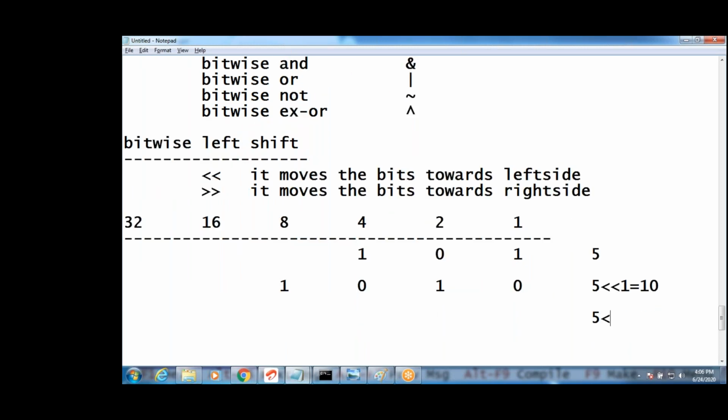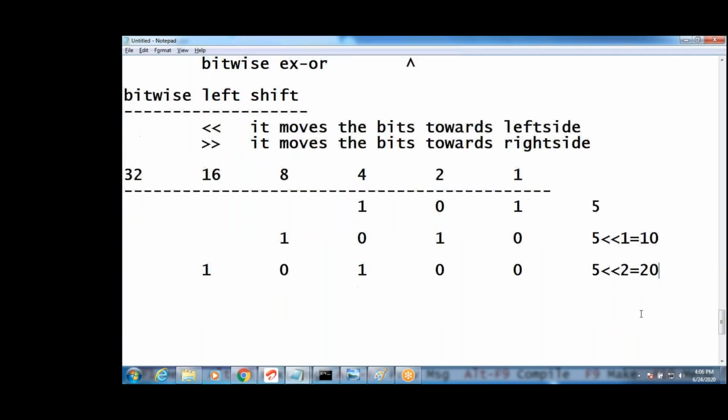5 left shift 2, guys. What is 5 left shift 2? It moves the bits two positions towards the left side. We are moving these two positions left. The remaining values are zeros. What is 5 left shift 2? 16 plus 4 is 20. That is 5 left shift 2. Now you can write 5 left shift 3, 5 left shift 4, right?